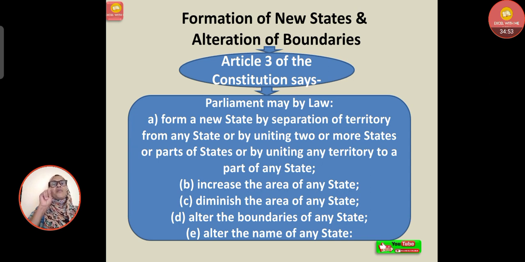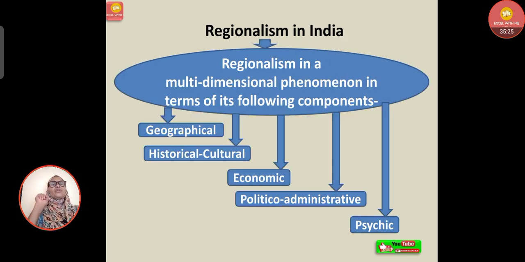Number 1, form a new state by separation of territory from any state, or by uniting 2 or more states or parts of states, or by uniting any territory to a part of any state. Secondly, increase the area of any state. Thirdly, diminish the area of any state. Fourth, alter the boundaries of any state. Fifth, alter the name of any state. Then only formation of new states and alteration of boundaries is possible according to this law.